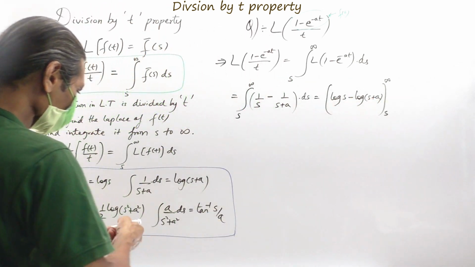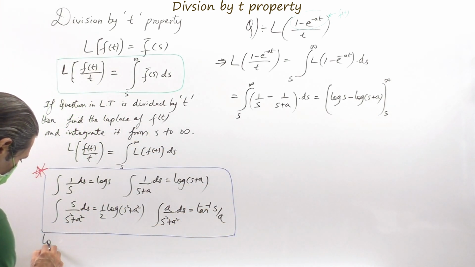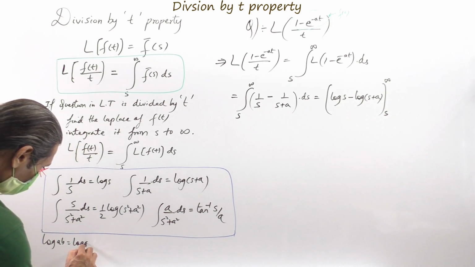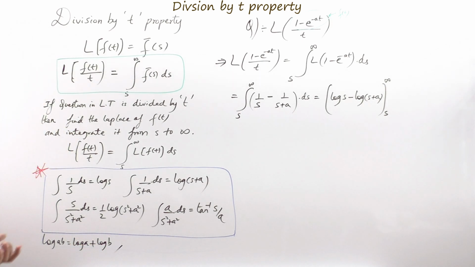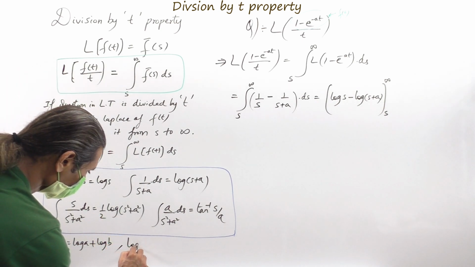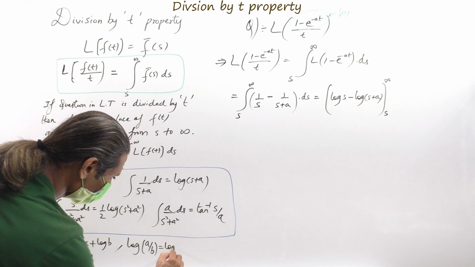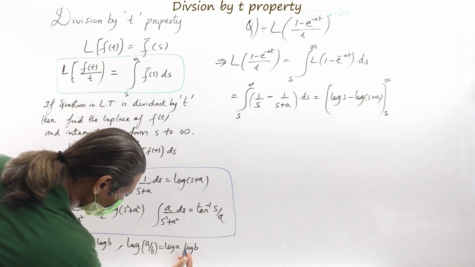So, better I write down here. These are also required to solve problems. So, I write here: log of ab is equal to log of a plus log b. The other one is log of a divided by b is equal to log a minus log b, fine.